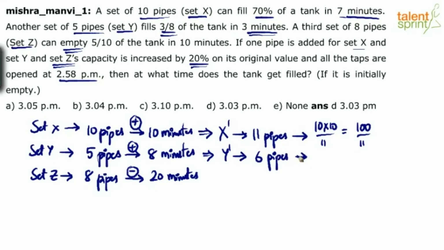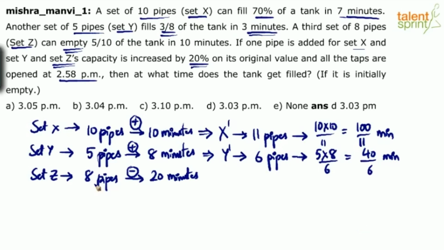Now 5 pipes could do it in 8 minutes. So the work is 5 into 8, and this has to be done by 6 pipes. So it will become 40 by 6. So 100 by 11 is the time taken by set X dash, which is the new set, and 40 by 6 is the time taken by the set Y dash, right? The new set, 40 by 6.